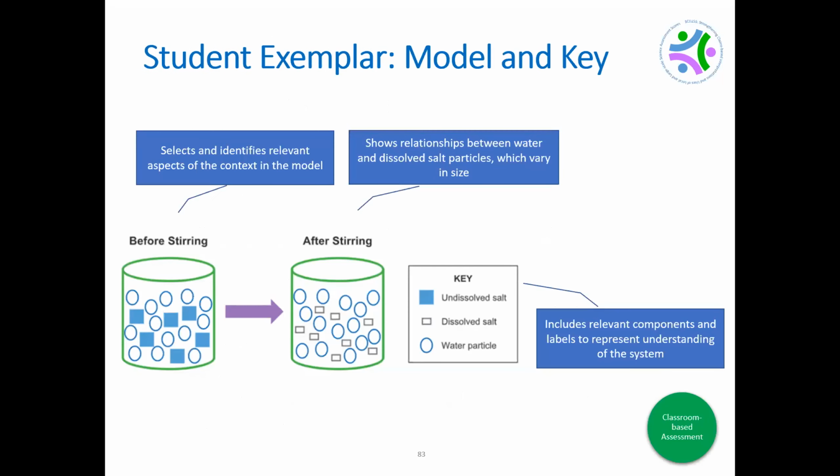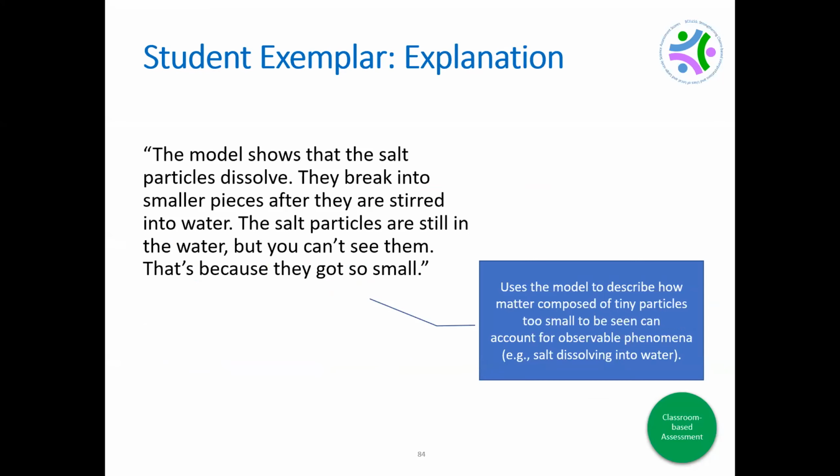And just some examples then of a student exemplar model. They started with a partial model. It's completed here. It does address particles too small to be seen, as well as looking at some of the scale of these particles in a before and after condition. And then on the next slide, what a student response might look like with respect to explanation.